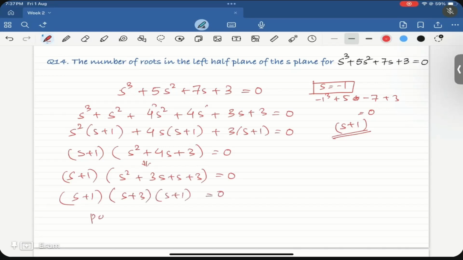So the poles are at -1, -1 and -3. The question asked about the number of roots in the left half plane. So how many roots are in the left half plane? The answer is 3.